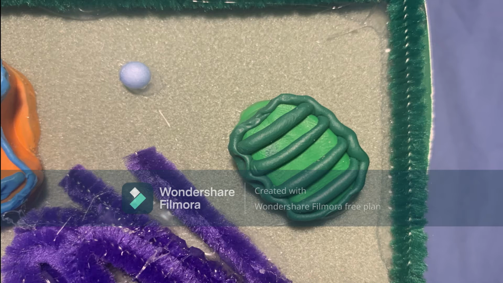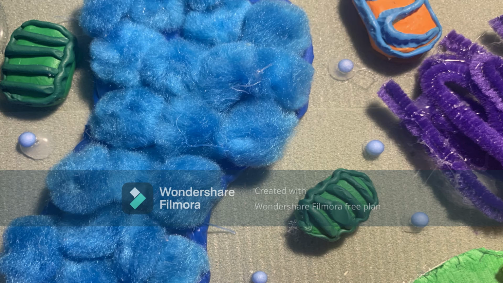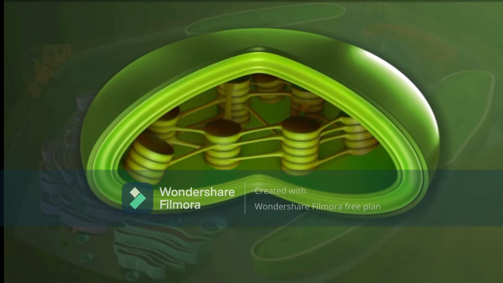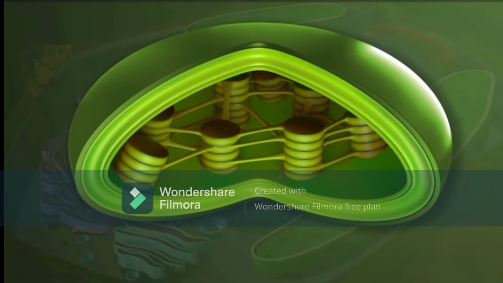The chloroplast is a double membrane organelle that produces food for the plant. The chloroplasts are represented by green ovals made of clay. Inside the chloroplast are thylakoids, which contain chlorophyll. Photosynthesis takes place in the chloroplast.